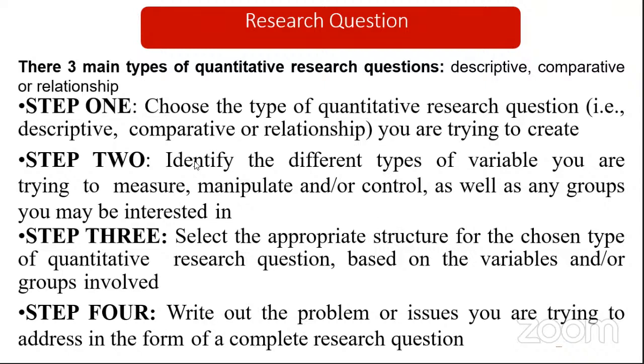So we ended with the second step, which is to identify the different types of variables found in your study. We saw that you need to know if you're dealing with a particular group. Now you have to select the appropriate structure for the chosen type of research question. And this is based on combining either their variables or their groups.